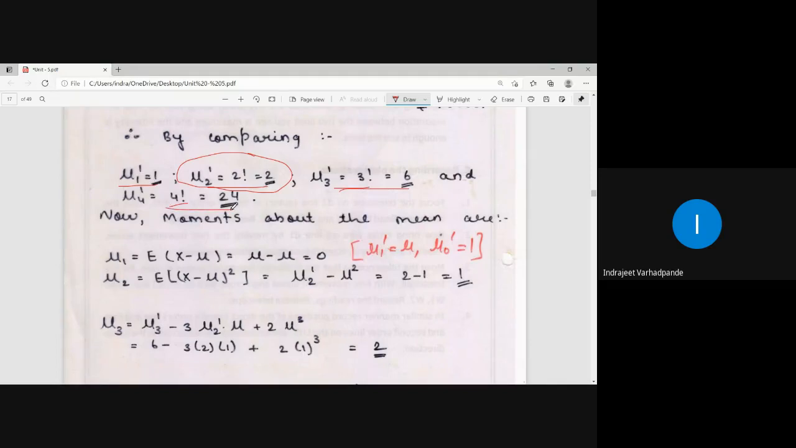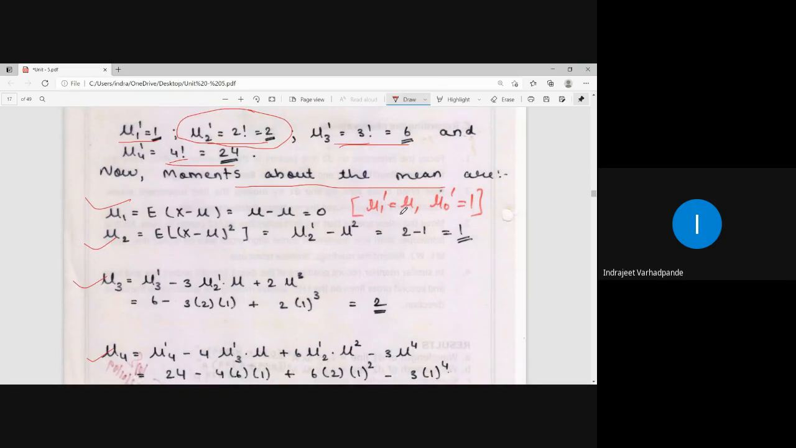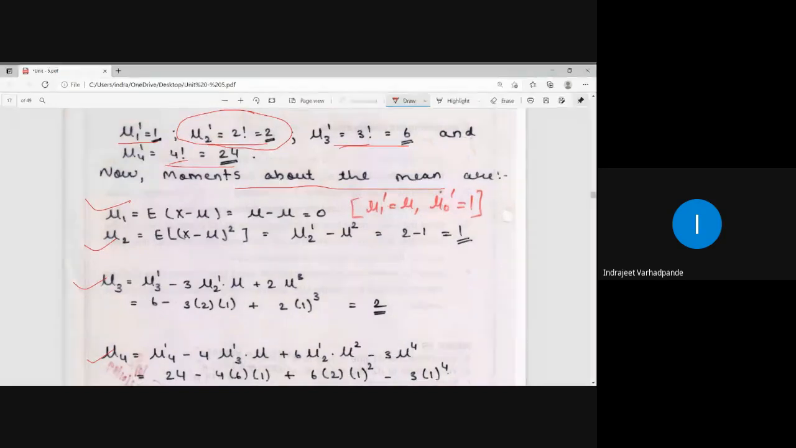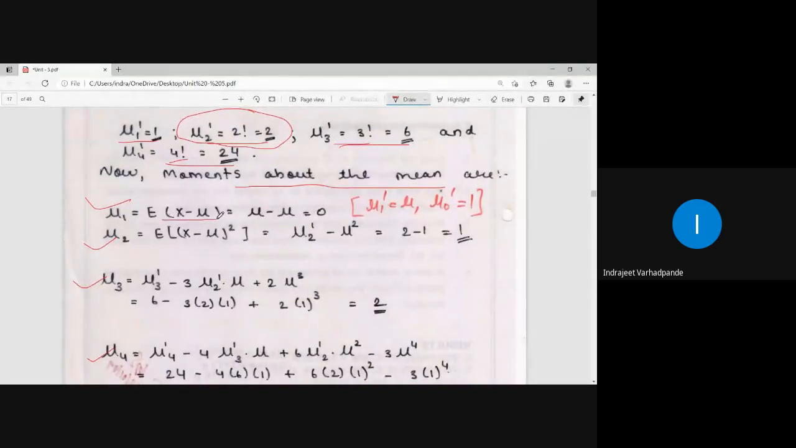Now you know the relationship. What is the relationship between moments about mean and moments about origin? The first 4 moments about mean will be mu1, mu2, mu3, and mu4. mu1 is always 0. How is mu1 calculated? mu1 is nothing but the expectation of x minus mu, which is the expectation of x minus mu, which is mu minus mu, that is 0. mu2 is the variance of x. We derived this as mu2 dash minus mu square. So accordingly you will calculate the answer, which is giving you 2 minus 1.